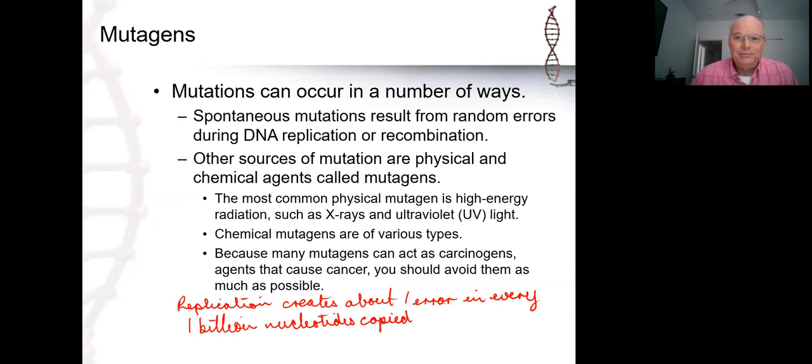Where we really run into problems is when we expose ourselves to increased levels of agents that cause mutations, otherwise known as mutagens. So getting X-rays, ultraviolet light from the sun, particularly where our skin is concerned, chemicals like the chemicals in tobacco smoke and other chemicals that can be present in the environment, both natural and man-made. All of these can create mutations, and we have a pretty good handle on what the mutations are because there are only certain types of changes that can actually occur.